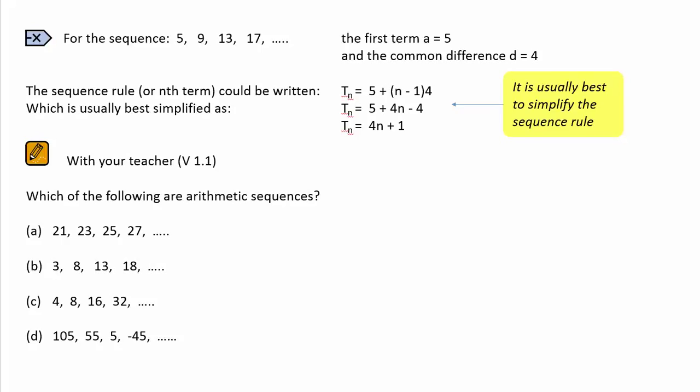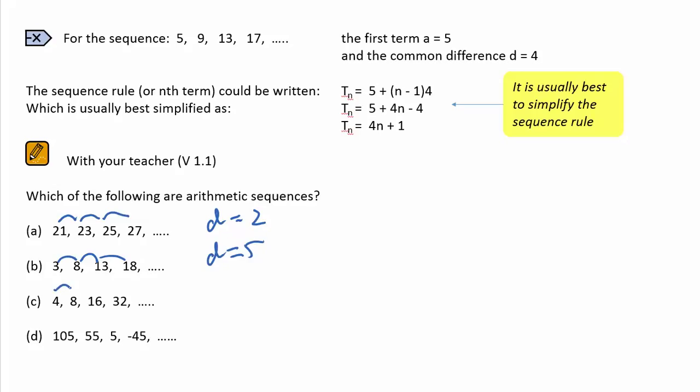An arithmetic sequence has an identifiable first term and a common difference between each consecutive term. So when we look at V1.1, we can see in the first instance there's a common difference of 2. In the second instance, there's a common difference of 5.